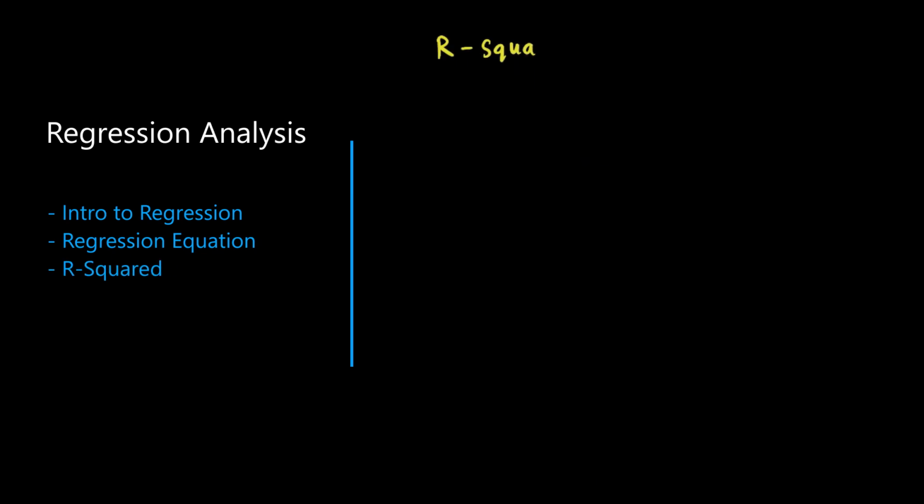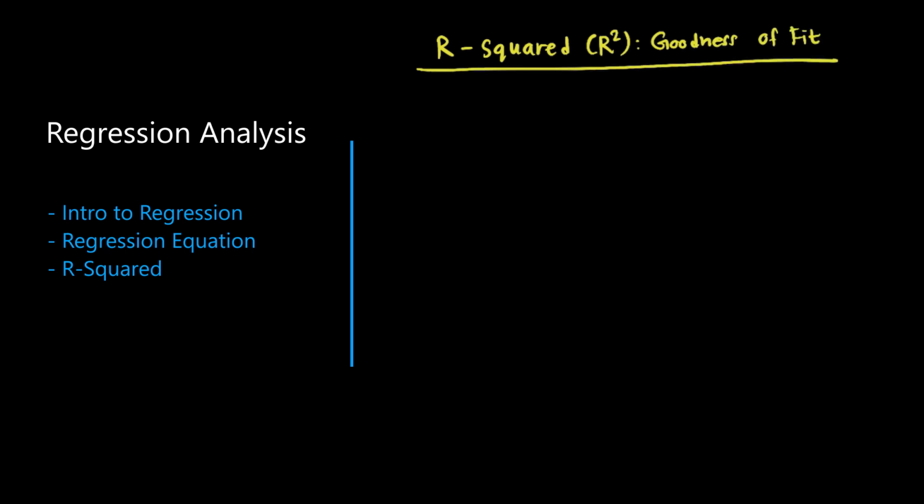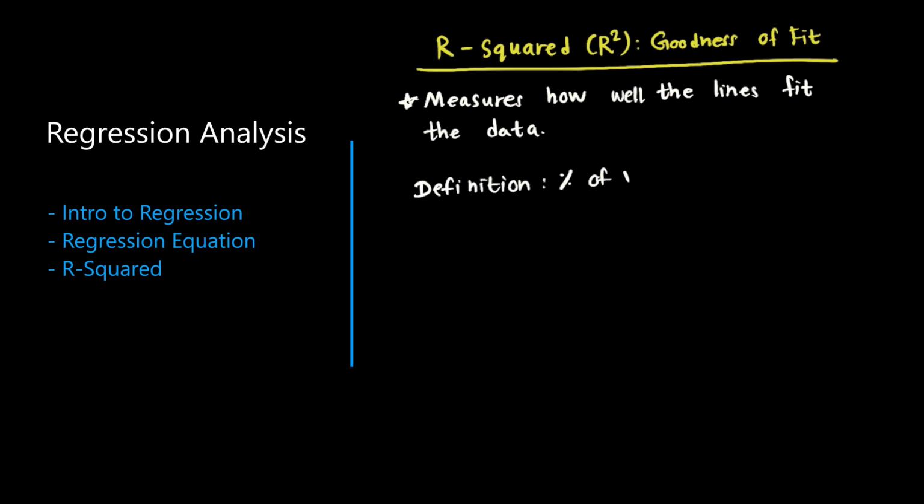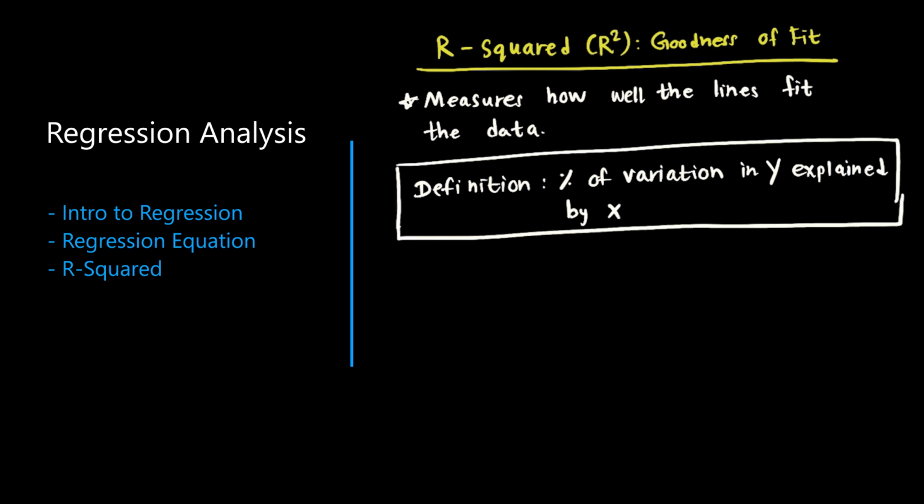Of course, a model is only useful if it's a good model. So how do we measure the quality of our regression line? The most common way is with a statistic called R-squared. R-squared is a number between 0 and 1, and it tells us the goodness of fit. More precisely, it tells us what percentage of the variation in our dependent variable, y, can be explained by the variation in our independent variable, x.